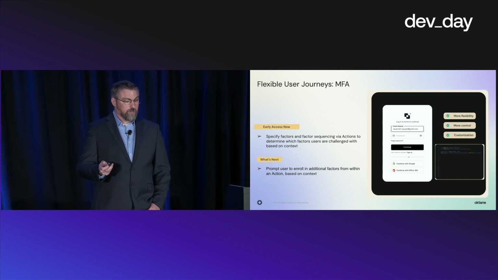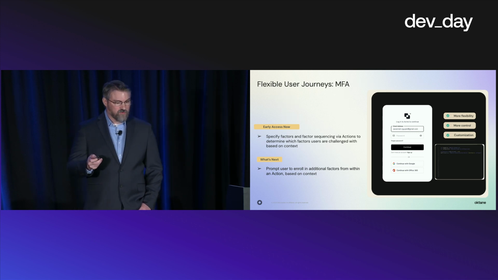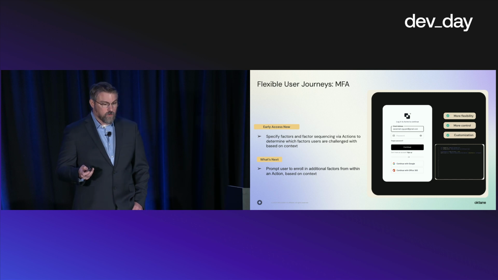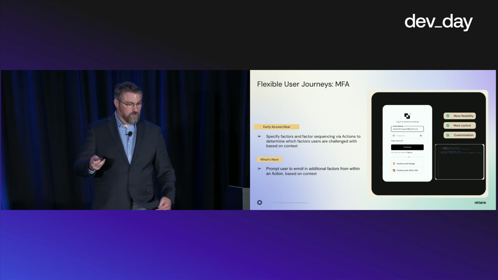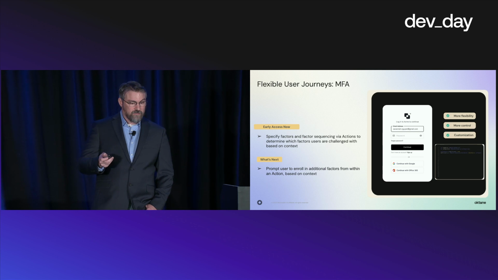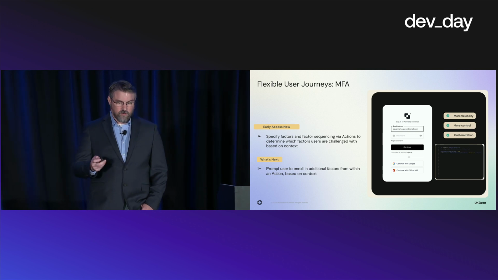So to address this gap, we've introduced a post-login action that will let our customers define which MFA factors should be presented to end users based on logic that you choose. You can use contextual signals such as attributes, organization information, or application information to determine the right factor to challenge a user with. So this feature is in early access right now, and next year we plan to add the ability to drive and enforce the enrollment of specific factors using actions.